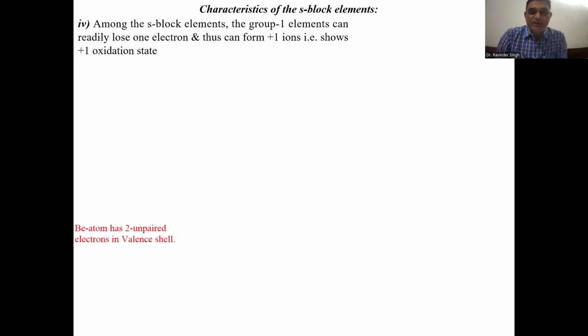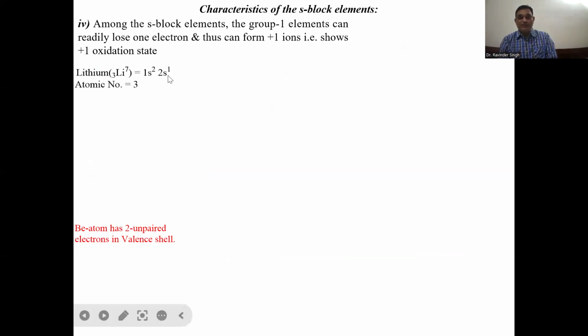What is the next property of the s block elements? After seeing the definition of the s block elements and the valence configuration, as you see in the s block elements, there is only 1 electron in the valence shell. And after losing that 1 electron, as you have already learned, the most stable group in the periodic table is group number 18.